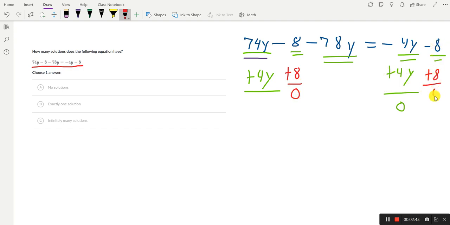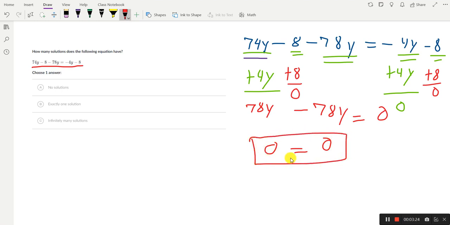Well, here it's easy. This is 0. We weren't planning to do that, but it happened. It's 0 and 0 on both sides. And this is what? 78y. I have 78y, and then here I have negative 78y equals what here? 0. Okay, so in this case, 78y minus 78y is 0. So 0 equals 0. Okay, and that's a happy face.